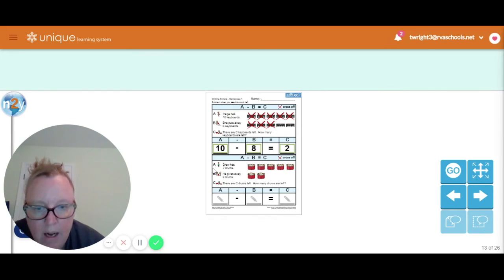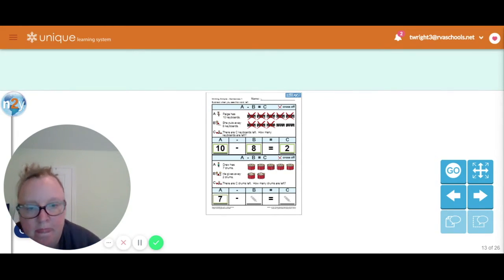So A, right here, we're going to put that number down here. Drew has 7 drums. 1, 2, 3, 4, 5, 6, 7. You can find the 7 on your keyboard. Touch it. He gives away 2. So we're going to cross off 2 drums. 1, 2. And we're going to find the number 2 on our keyboard. Press it.